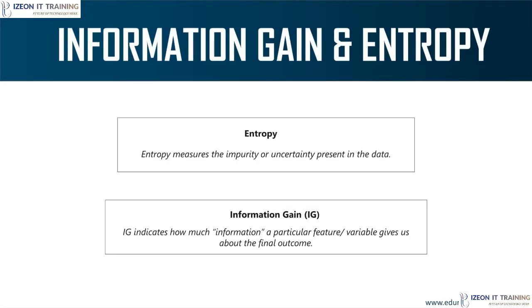Entropy is basically used to measure the impurity or the uncertainty present in the data. It is used to decide how a decision tree can split the data. Information gain, on the other hand, is the most significant measure used to build a decision tree. It indicates how much information a particular variable gives us about the final outcome. So information gain is important because it is used to choose a variable that best splits the data at each node of a decision tree. The variable with the highest information gain will be used to split the data at the root node.